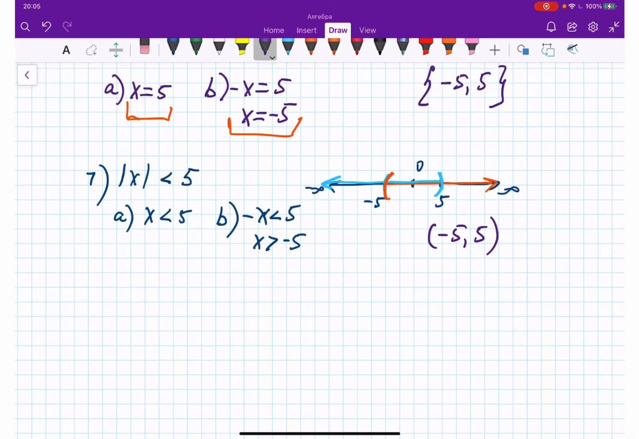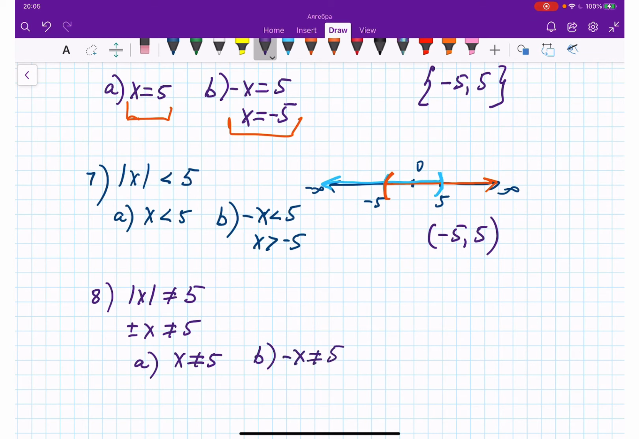And lastly, number 8. Absolute value of x not equal 5. What do we have in this case? So, which means plus minus x cannot be equal 5, which means A, positive x cannot be equal 5, B, negative x cannot be equal 5, which means x cannot be equal negative 5. Yes, this and this.